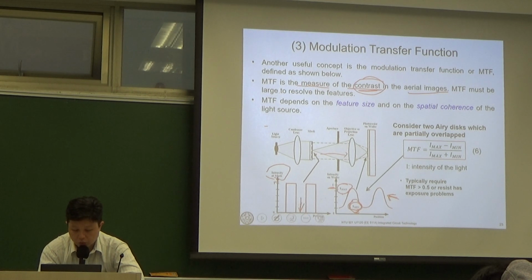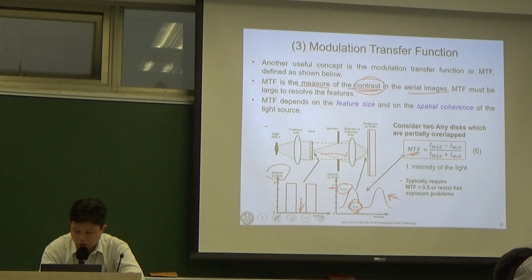Okay, so we will define this MTF as this contrast. Basically, just the contrast of this light intensity on the wafer. We define this in equation 6 as I max minus I min divided by I max plus I min. We want this to be as large as possible, and it should be larger than 0.5. Otherwise, some exposure issue may happen.